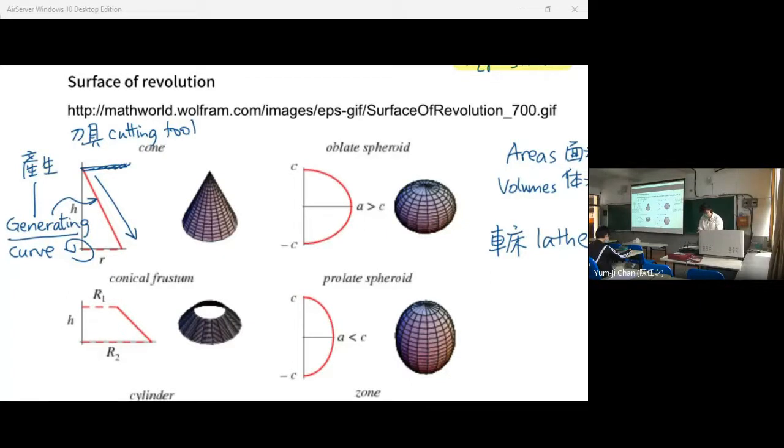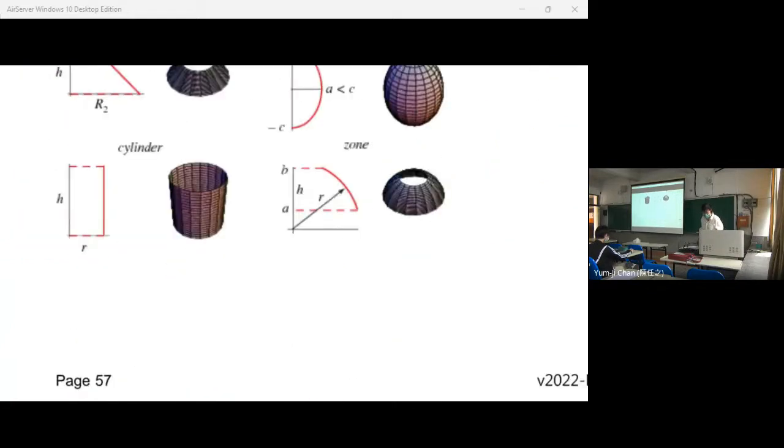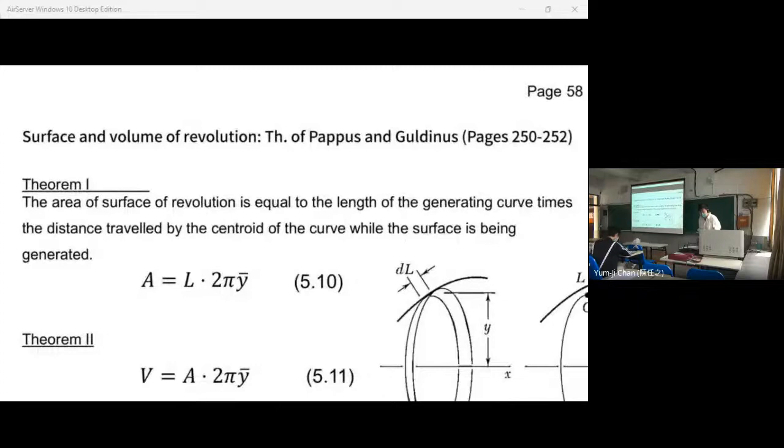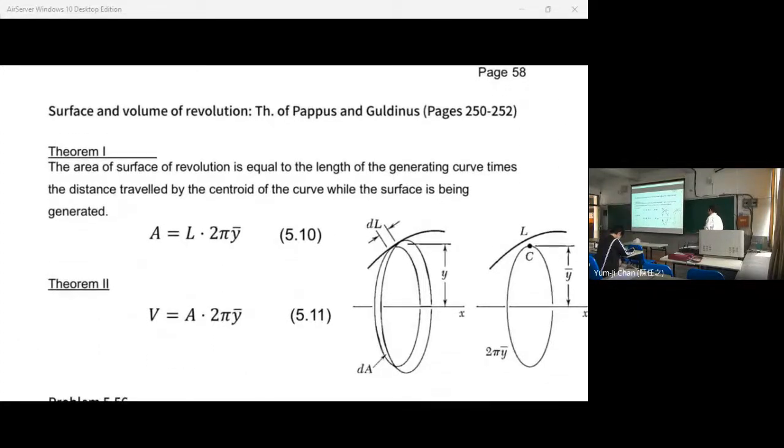Now, we go on to the next page. The thing now is, if we know the length of the generating curve, we create an area that is something like a lake. So we can know the area of the revolution.